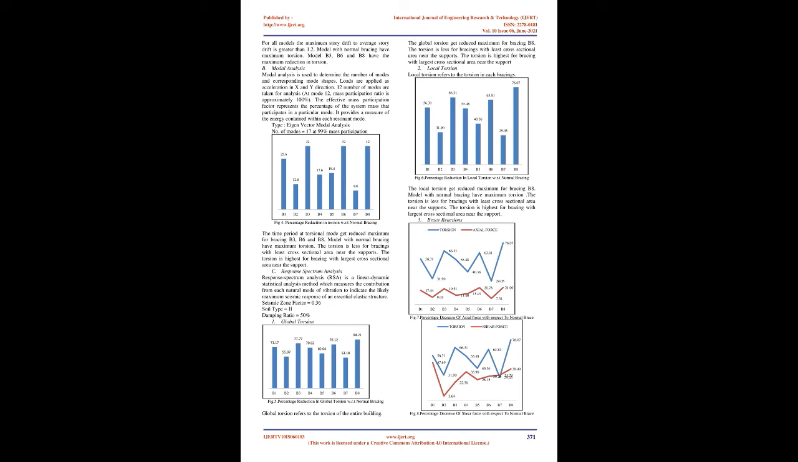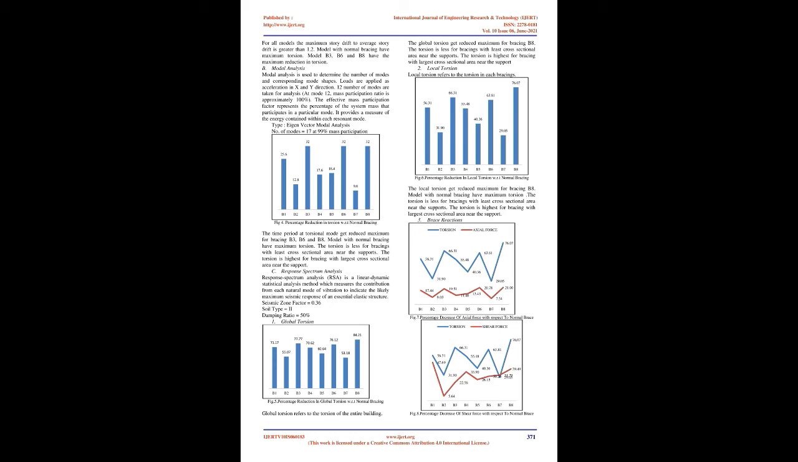1. Global torsion: 71.17 55.07 77.77 70.62 60.64 76.12 53.18 84.21. B1 B2 B3 B4 B5 B6 B7 B8 Fig. 5. Percentage reduction in global torsion W.R.T normal bracing. Global torsion refers to the torsion of the entire building. B1 B2 B3 B4 B5 B6 B7 B8 Fig. 6. Percentage reduction in local torsion W.R.T normal bracing.